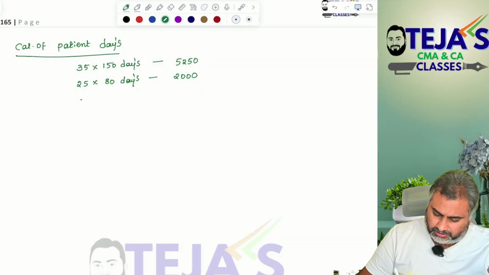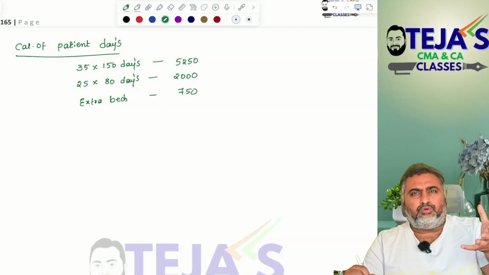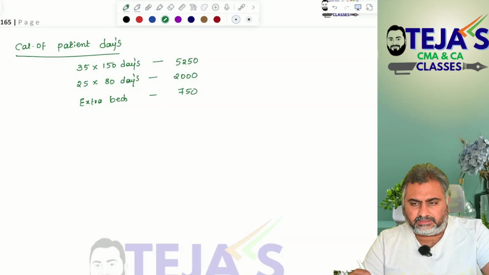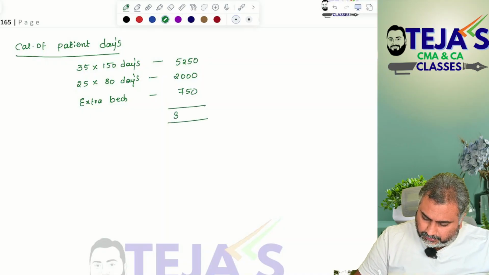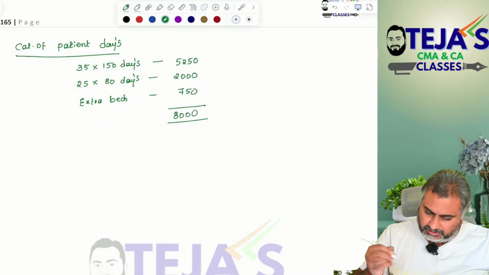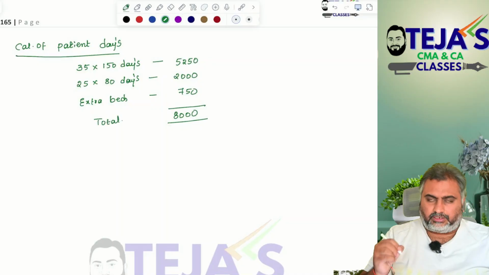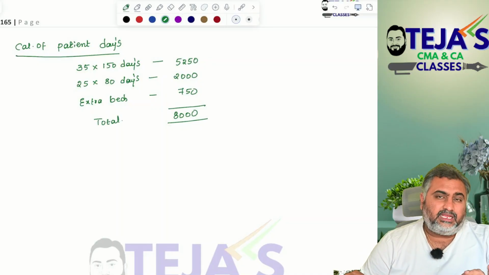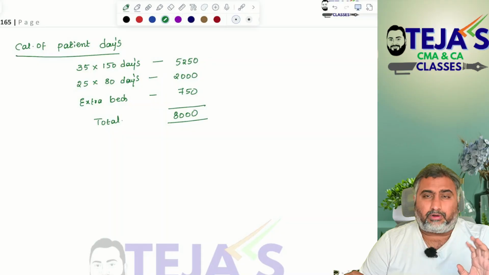In addition to that, we took some extra beds. How many? 750. Sir, extra beds for whose occupancy point of view? Patient's occupancy point of view. That's the reason we are adding that also. Totally how many patient days we occupied with the patients? Totally 8000 patient days. And they said clearly in the given question to find out profit.